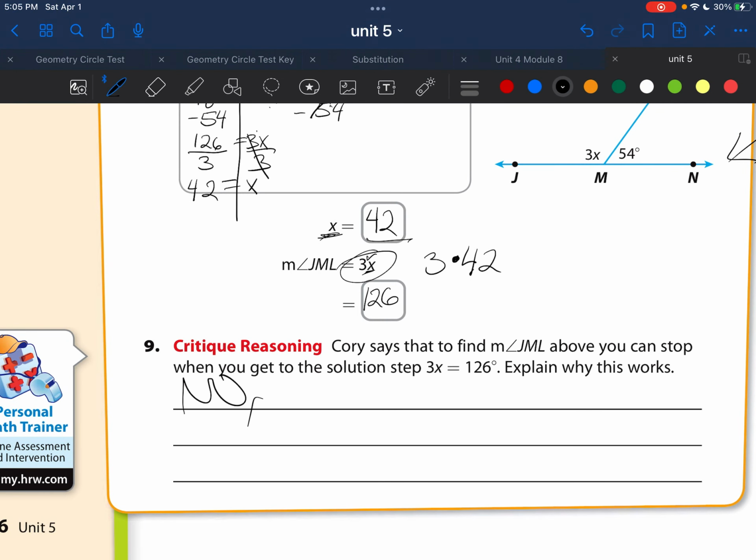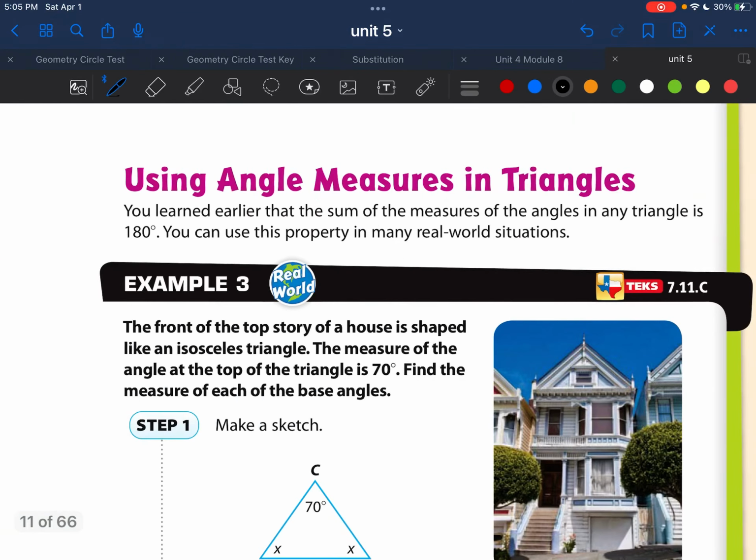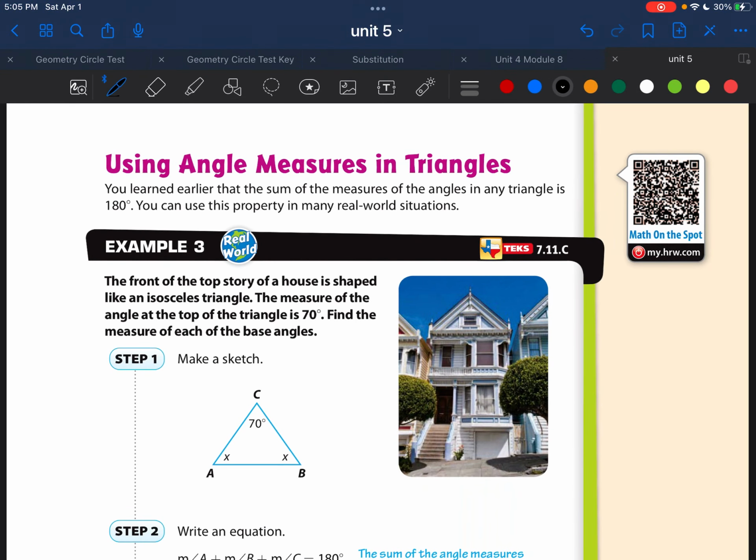No, we couldn't. Why couldn't we just stop at this step right here? We needed to find out what 3x was. Find out what 3x is. Okay. All right. Go on ahead to our next page.